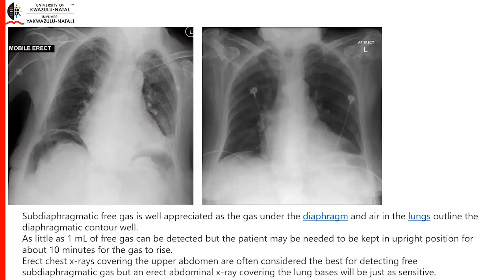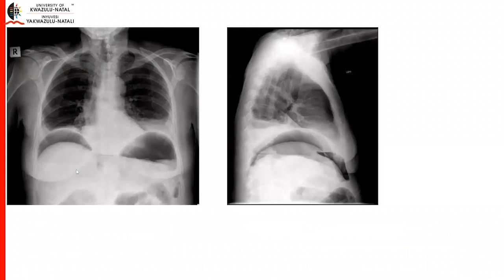It may be possible to see as little as 1 mL of free air, but the patient must be put in the upright position for that air to, by gravity, find its way to the diaphragm, right? Normally we request an erect chest x-ray showing the upper abdomen, but it is also possible to see this looking at the abdominal x-ray, which includes the bottom half of the chest, okay? Good. Another 2 x-rays. This is 2 x-rays of the same patient, an AP and a lateral.